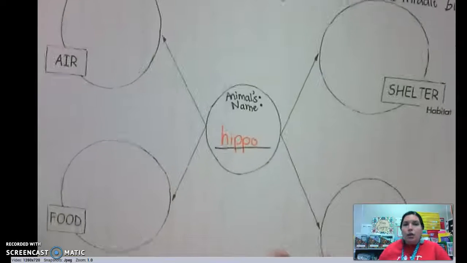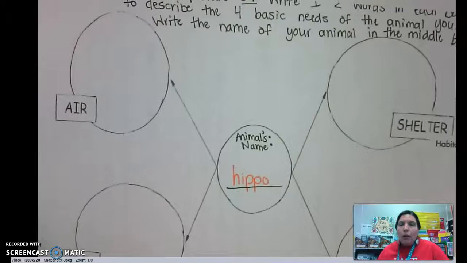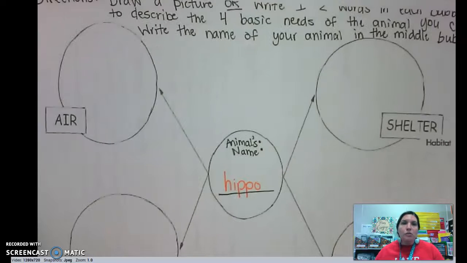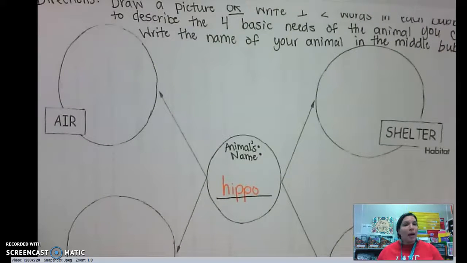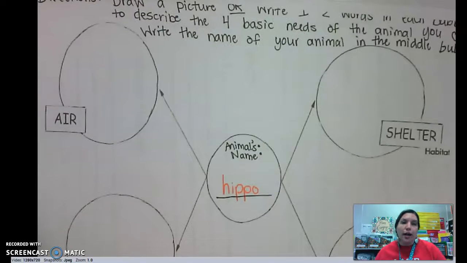Okay? You can choose a pet at home. You can choose a really cool animal that you don't know a lot about and research it before you do this assignment, or you can just pick an animal that you already know a lot about, maybe because you wrote an informational book on that animal last year in 1st grade.